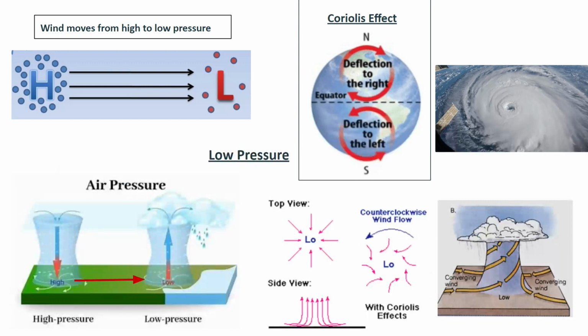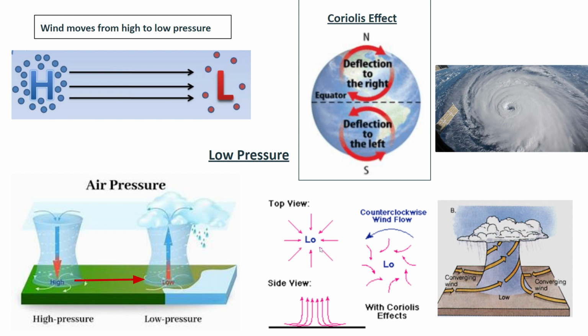Next, let's talk about low pressure. Once again, air moves from high pressure to low pressure. Now we're looking at this area, right? In low pressure areas, the winds are moving towards low pressure, right? So if we were looking at this area from the top view, it would look kind of like this. All the winds are moving towards the low pressure area.